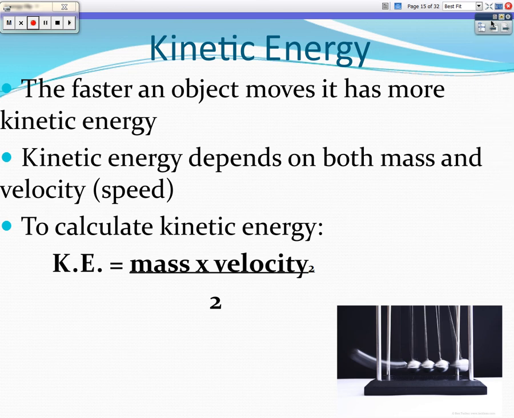Let's see, what do you all need here? Okay, kinetic energy, you need the second bullet and the third bullet. So this one here and this one here. Now, with kinetic energy, the faster an object moves, the more kinetic energy it has. Kinetic energy depends on both mass and velocity or speed. To calculate kinetic energy, it's actually a math equation that we'll be doing lots of in class with calculators. You need to know that it is mass times velocity squared divided by 2.